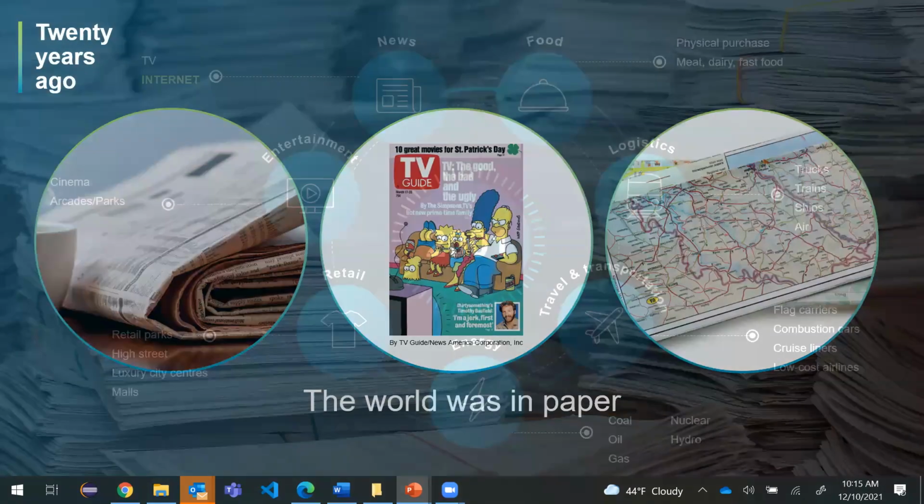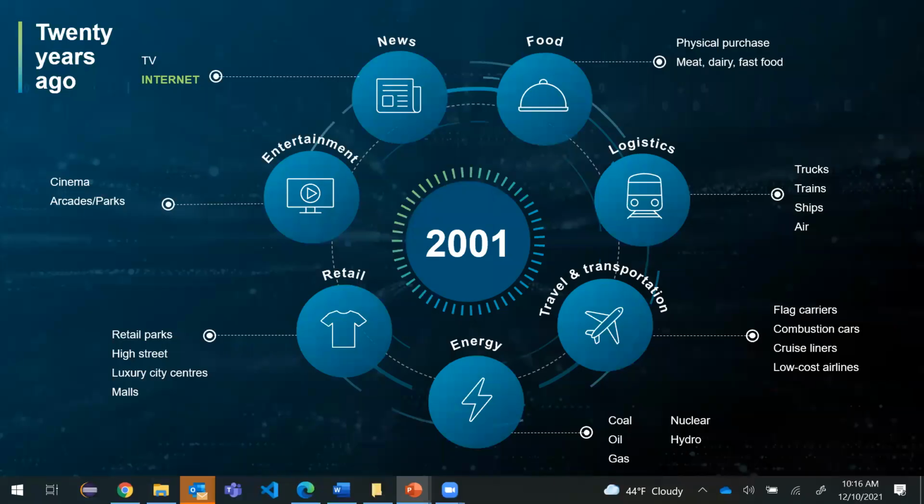So let's look at all kinds of things that were going on 20 years ago. This is kind of the layout of what you did. You went to the store. There was logistics with trucks and trains and ships and transportation, mainly obviously IC engines. And life was moving ahead.